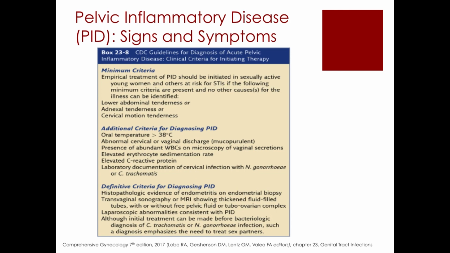So these are the signs and symptoms of pelvic inflammatory disease. Basically, we have the minimum criteria, the additional criteria, and the definitive criteria. For the minimum criteria, you only need to fulfill one out of the three. The three criteria here would be lower abdominal tenderness, adnexal tenderness, cervical motion tenderness. So just one out of those three will be sufficient to diagnose PID using the minimum criteria. We'll go through this slide again later in the lecture.